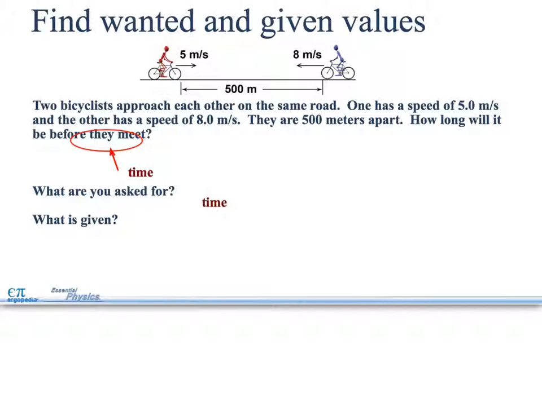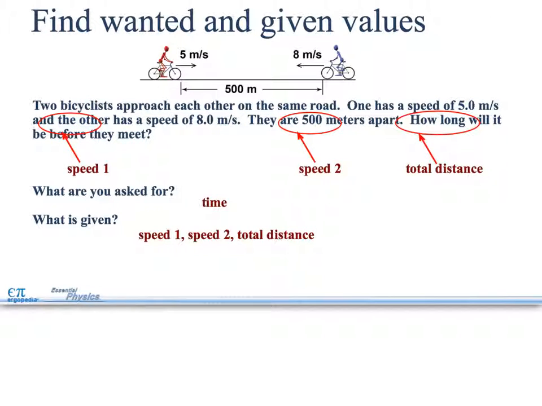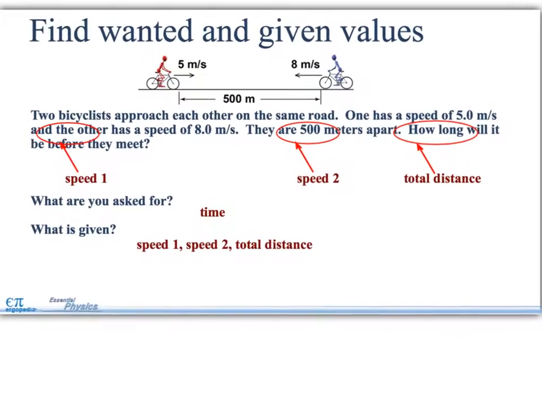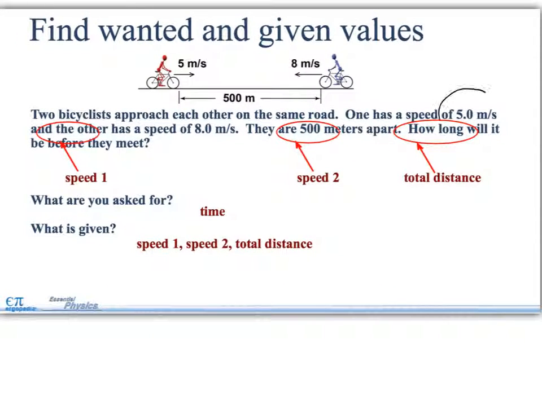Next, what is given? Looking at what we were given in the problem, it tells us that we have speed 1, speed 2, and a total distance. So we have speed 1, which is here. Speed 2 is here. And the distance is here. So speed 1, speed 2, and total distance.